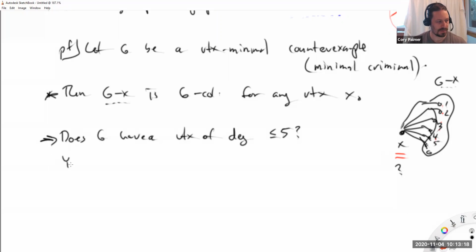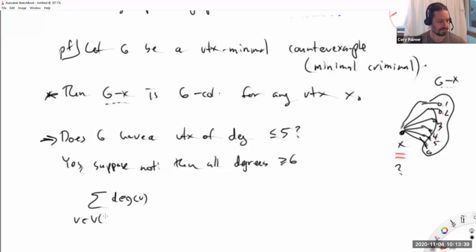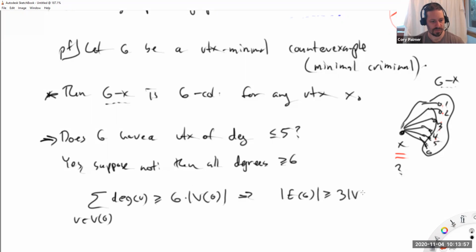And the truth is yes. Suppose not. So if it doesn't have a vertex of degree 5 or smaller, all degrees are greater than or equal to 6. And then what's the sum of the degrees of the graph? Well, it's at least 6 times the number of vertices, right? If every degree is at least that, which implies that the number of edges of G is at least 3 times the number of vertices, right? The sum of the degrees is 2 times the number of edges, by the handshaking lemma. So the number of edges is at least 3 times the number of vertices.